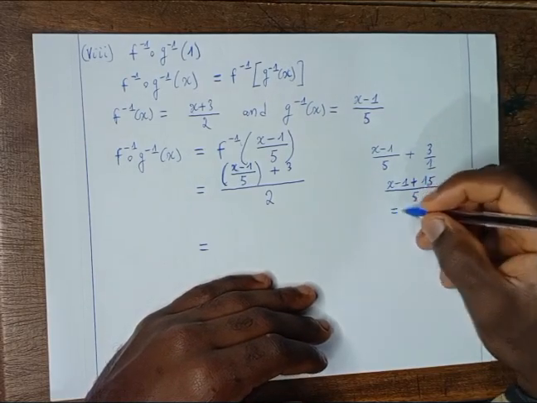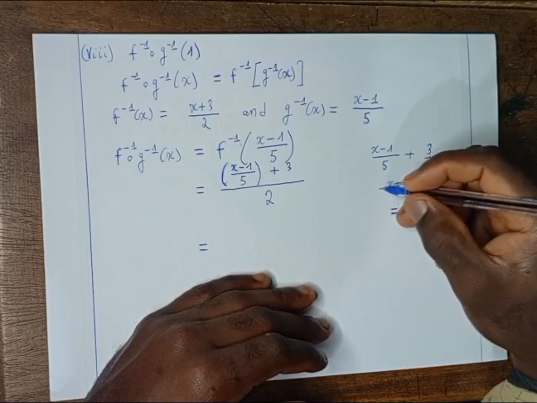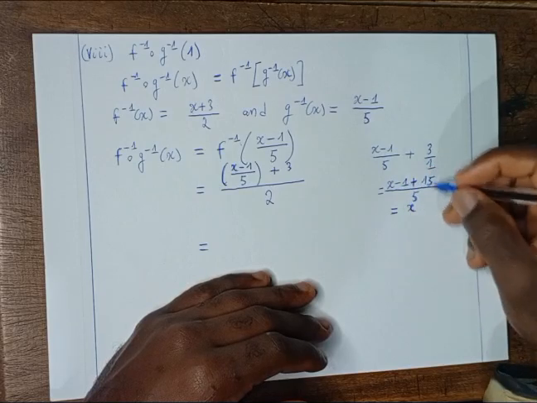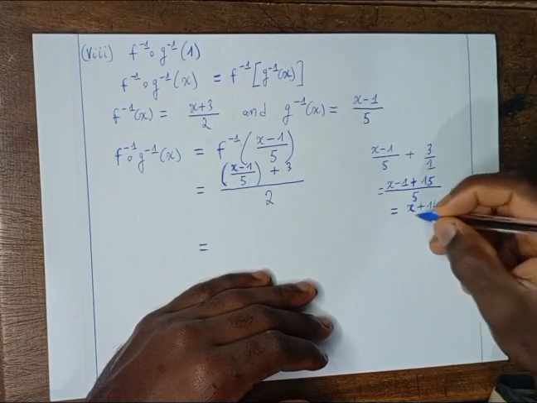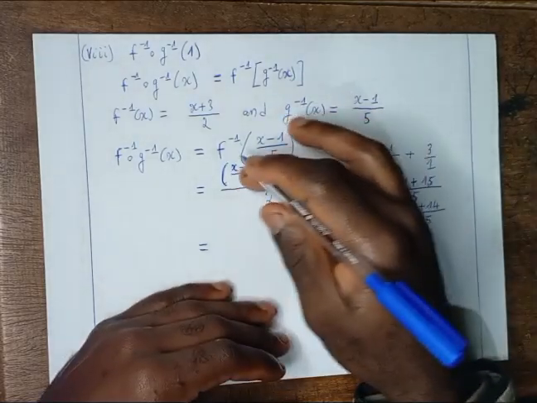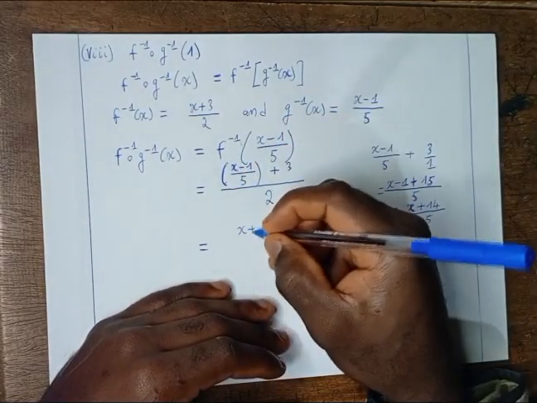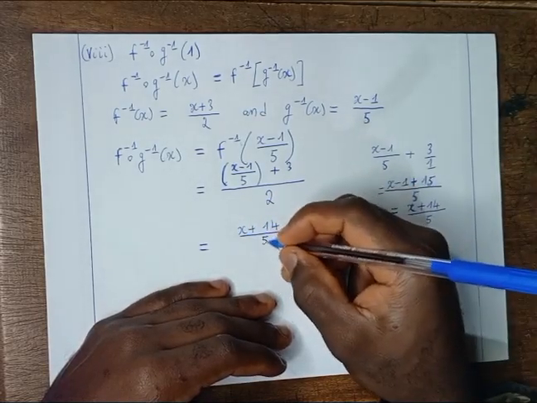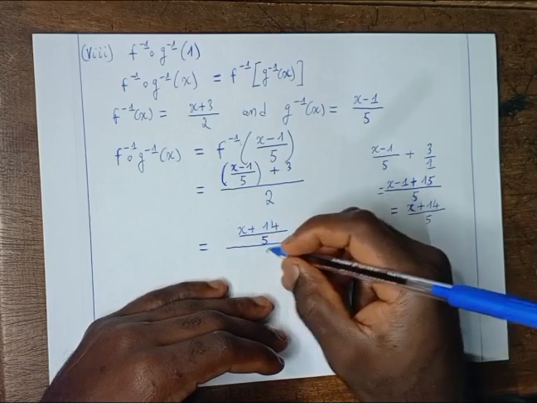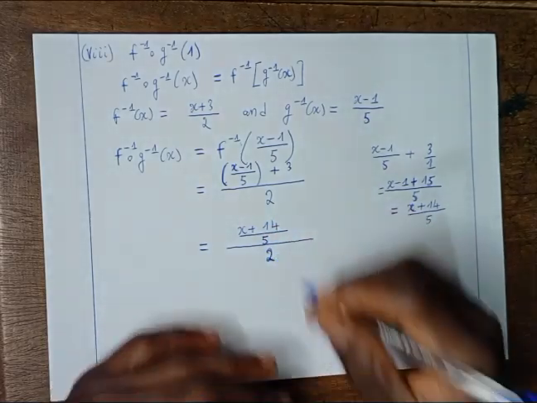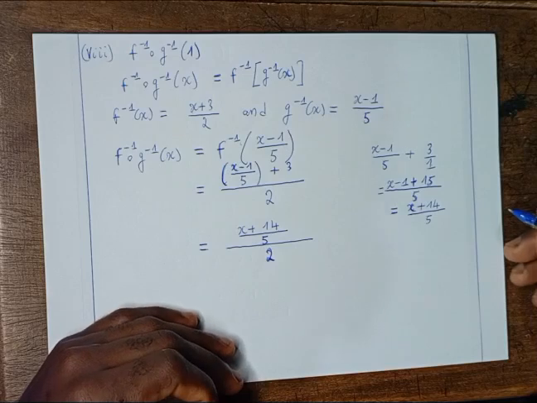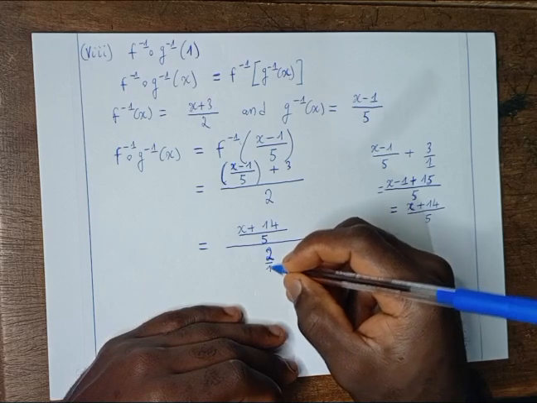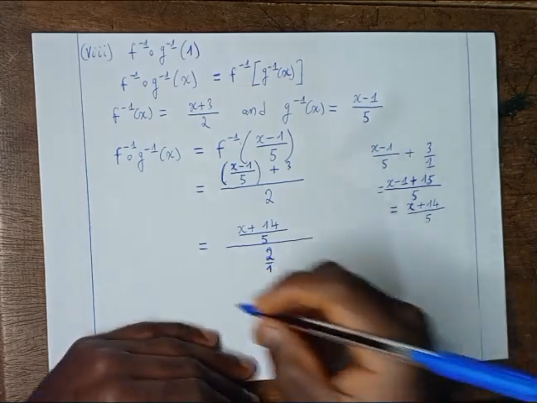So we simplify what we have here in the numerator. This will give us x, negative 1 plus 15 gives us 14. x plus 14 over 5. So here the numerator, I'll replace this with x plus 14 all over 5, all over 2. So in this case now, we are dividing the fraction by a whole number. We know this 2 here, the denominator, can be written as 2 over 1.